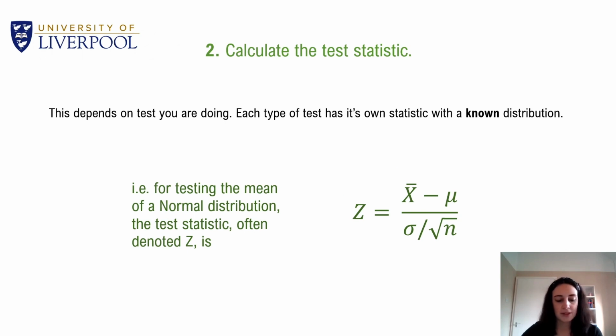Step 2 is dependent on the test you are carrying out. The statistic you calculate will be based on a random variable with a known distribution. Find the formula for the test statistic that is relevant to the test you are doing and calculate its value using the sample data you have. For example, in a test with a mean of a normal distribution, we would use the Z statistic as shown here.